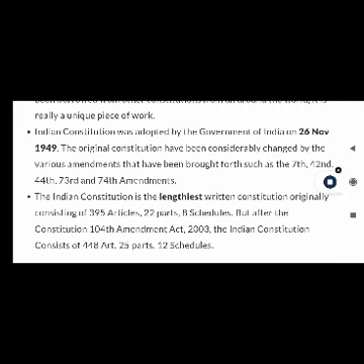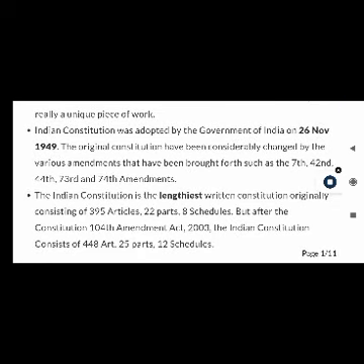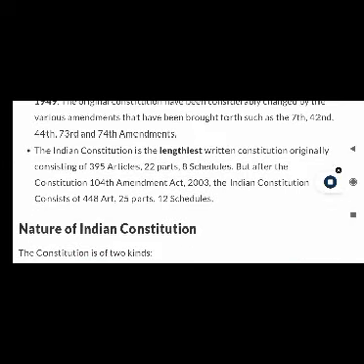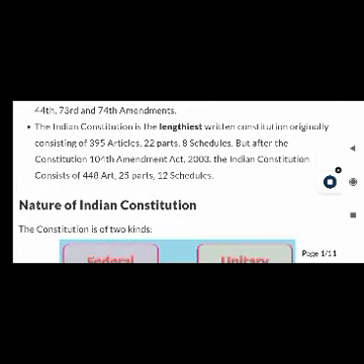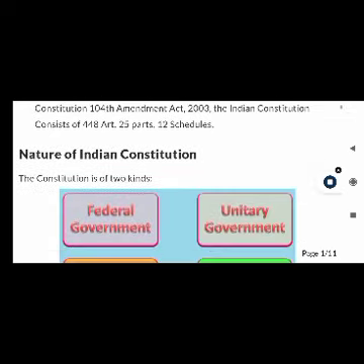The original Constitution has been considerably changed by the various amendments that have been brought forth, such as the 7th, 42nd, 44th, 73rd and 74th Amendments. The Indian Constitution is the lengthiest written constitution, originally consisting of 395 articles, 22 parts, 8 schedules. But after the Constitution 104th Amendment Act, 2003, the Indian Constitution consists of 448 articles, 25 parts, 12 schedules.